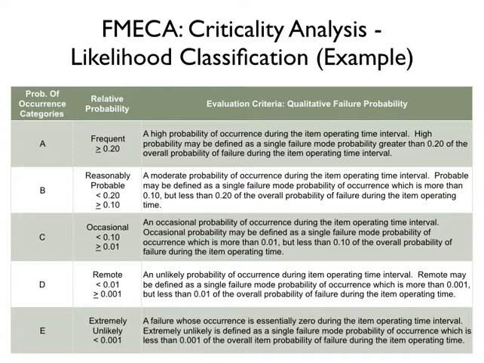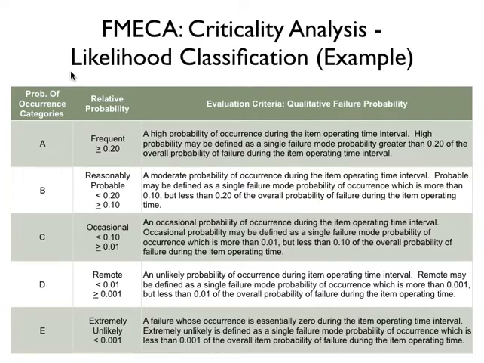And you can see that this also supports the qualitative and the quantitative type of approach. So you can see here that, for example, category A is frequent or has a probability greater than 0.2. Right? So 1 out of 5 times in a mission, this failure would occur. So it's very, very frequent, right? So that's shown here.